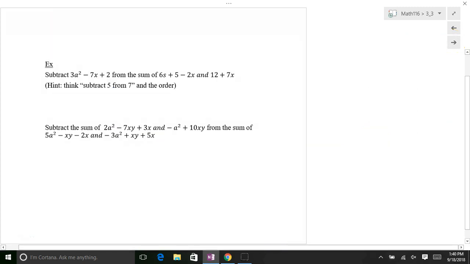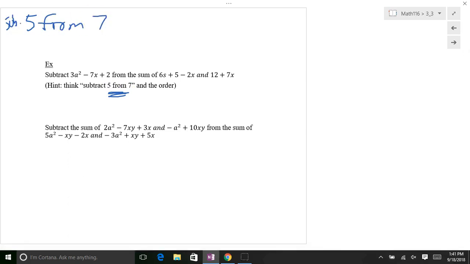Now subtract. You've got to be careful on the wording here. Subtract 3a squared minus 7x plus 2 from the sum of 6s plus 5 minus 2x and 12 plus 7x. When you hear "from," think about subtract 5 from 7. You're actually doing that the other way around, right? You're subtracting 5 from the 7, so you get 2. So the "from" part is going to be first, and the thing being subtracted goes on the end.